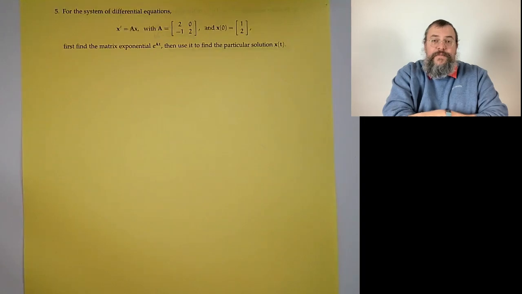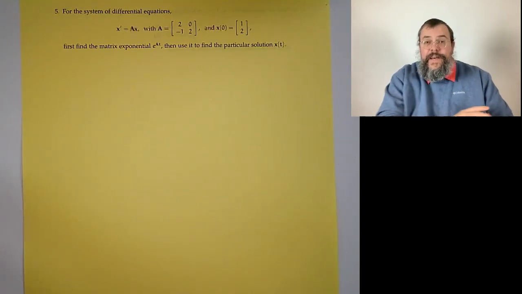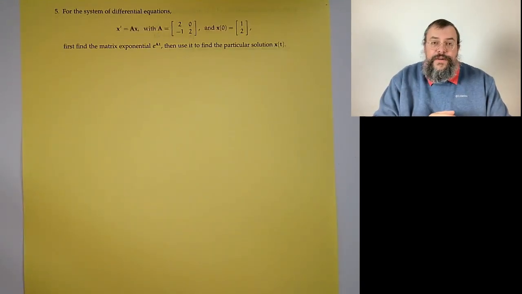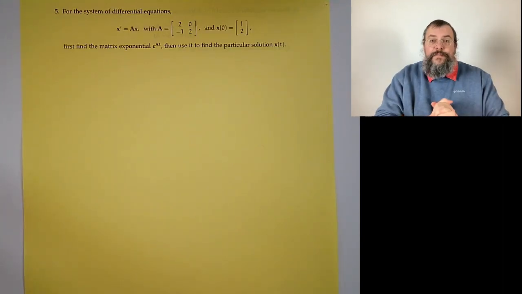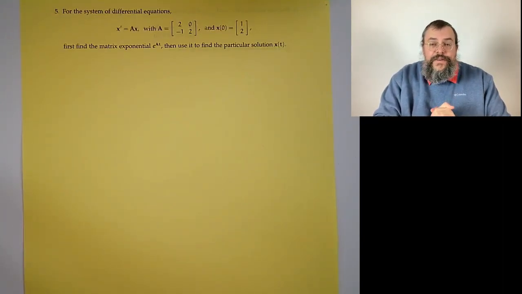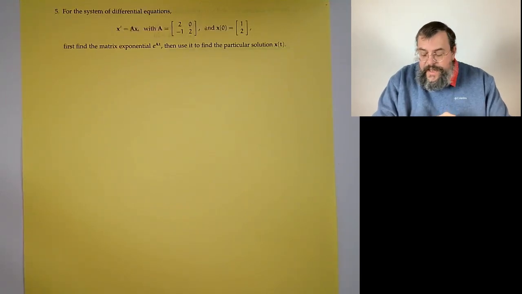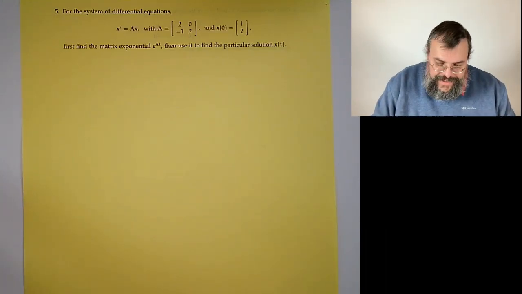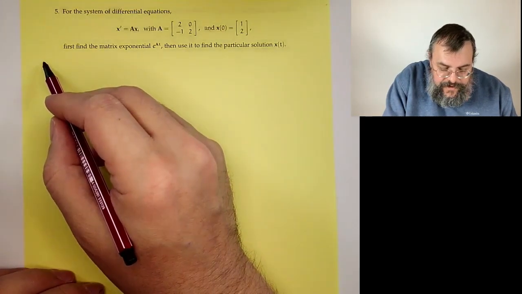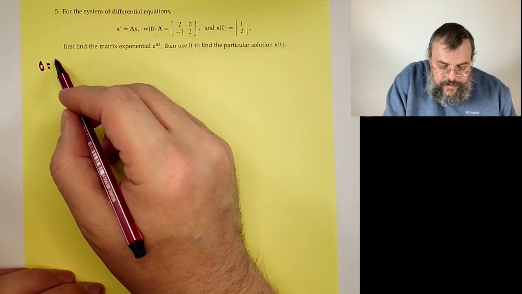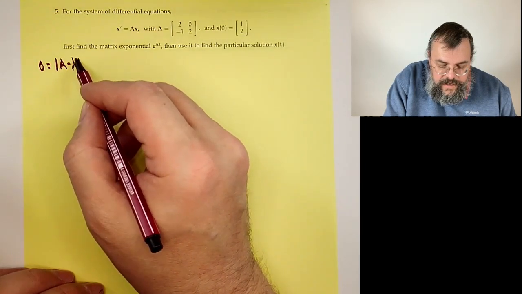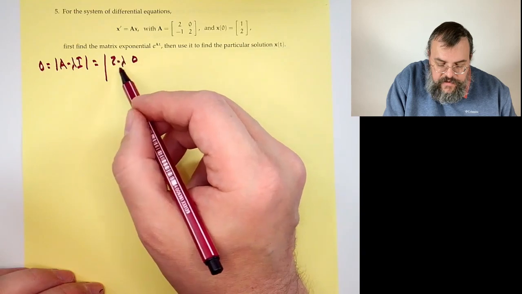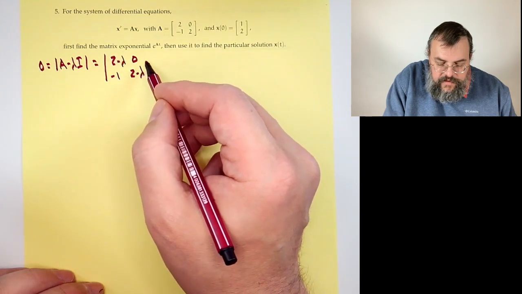So we have the system of differential equations x prime equals Ax, with A equals 2, 0, minus 1, 2, and x of 0 equals 1, 2. It says first, find the matrix exponential e to the At, and then use it to find the particular solution x of t. Well, first, find the eigenvalues. We take 0 equals the determinant of A minus lambda I, that's the determinant of 2 minus lambda, 0, minus 1, 2 minus lambda.